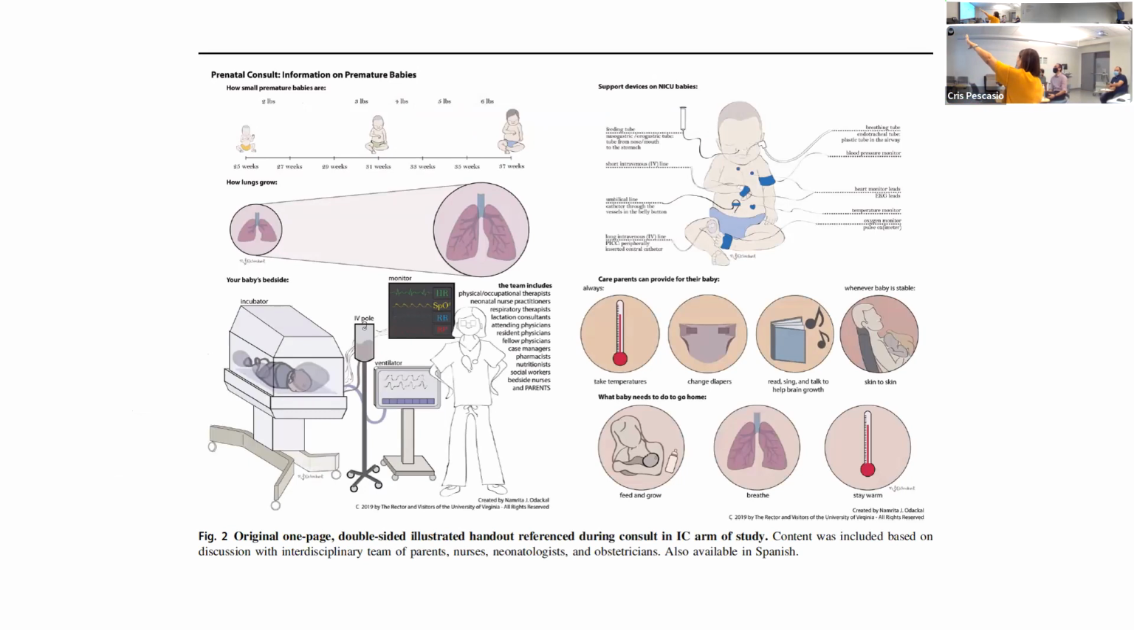And so they gave this pamphlet. I should put our pamphlet next to this pamphlet to see the difference. They explained everything, but showing the drawings. What I found very nice in these drawings is that at the lower right it says care parents can provide for their baby, and they say you can change the diaper. So it includes things that parents can do that are important.